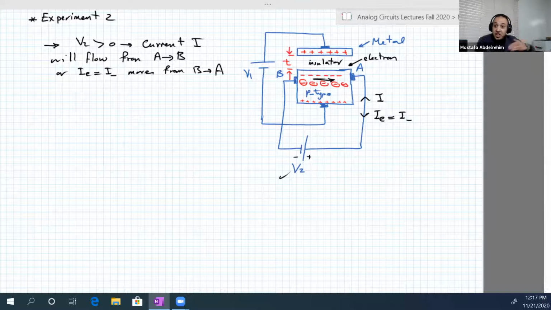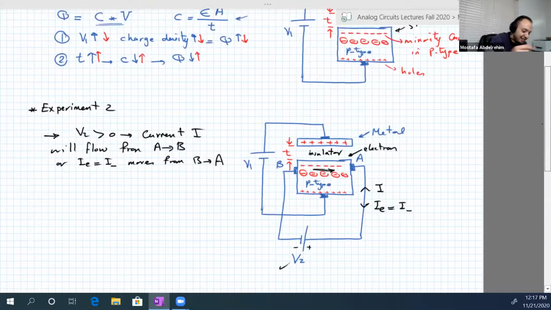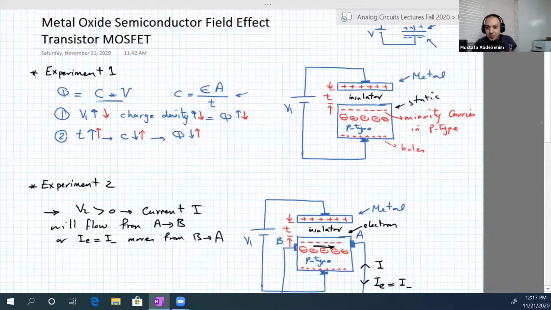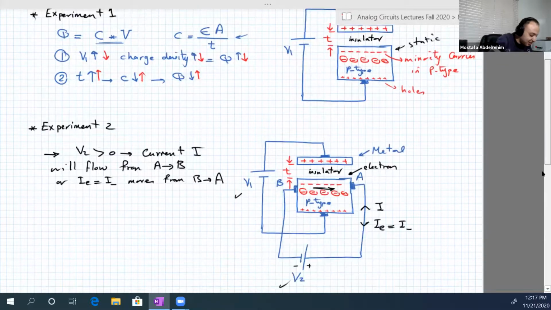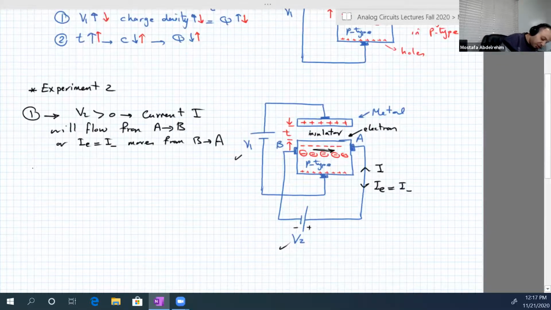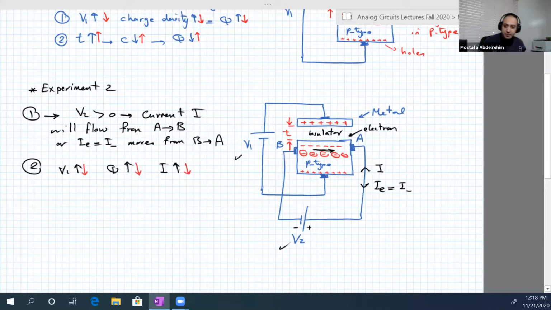How to increase or decrease I? Let's go back to experiment 1. To increase or decrease I, we increase or decrease the charge density. So we play again with V1. If V1 increases, the charge density will increase, so I will increase. And vice versa. If V1 decreases, the charge density decreases, so I will decrease.